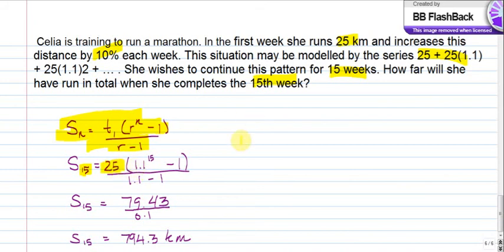We know now the ratio is a little bit tricky because she runs 10% more. It'll actually be the 100% plus your 10%, so it'll be 1.1, not just 0.1. So that'll be a ratio of 1.1, and then 15 again for the number of weeks. And then once you do all the math, you get a final answer of 794.3 kilometers that she has run. So that's just the geometric series.